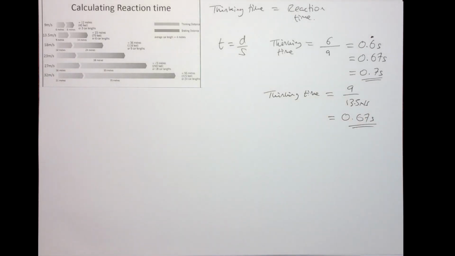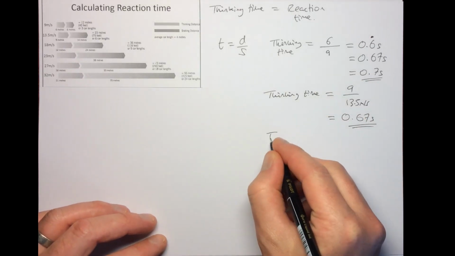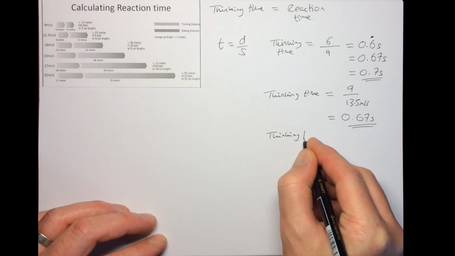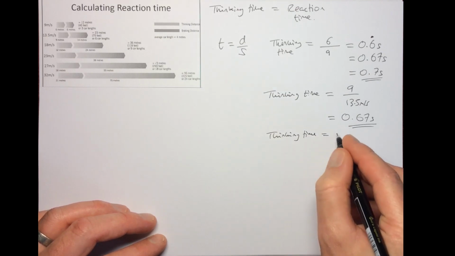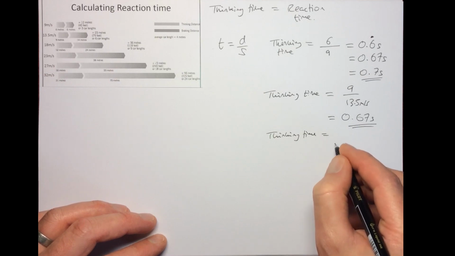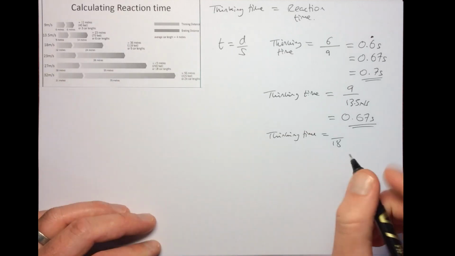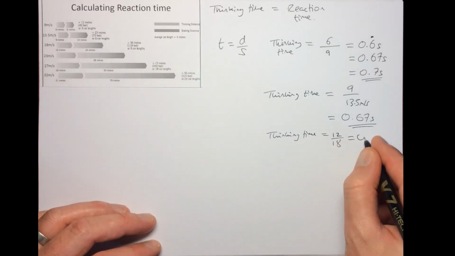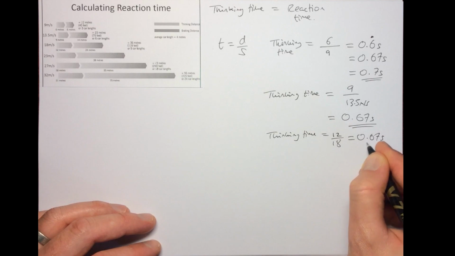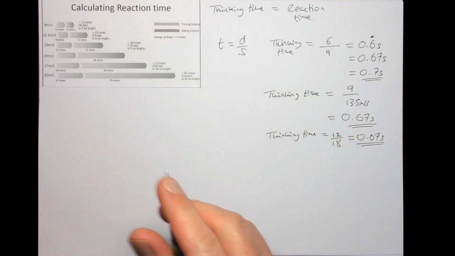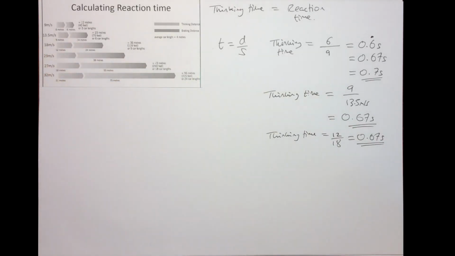Okay, we'll do it one more time. This time we'll do it for 18 meters per second. So it's going to be something divided by 18. And again, we need to use the thinking distance, so it's 12 over 18, which again is going to give us 0.67 seconds. So the thinking time is the same for all of these speeds and distances, or it should be.